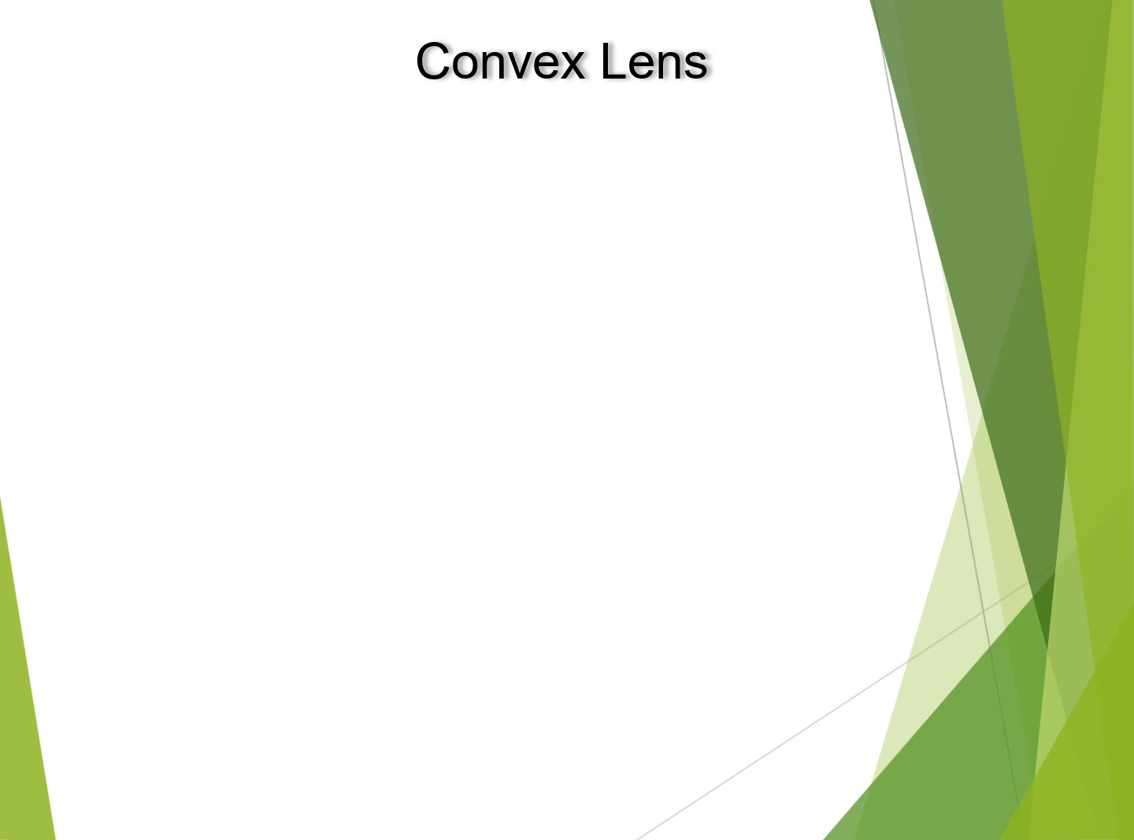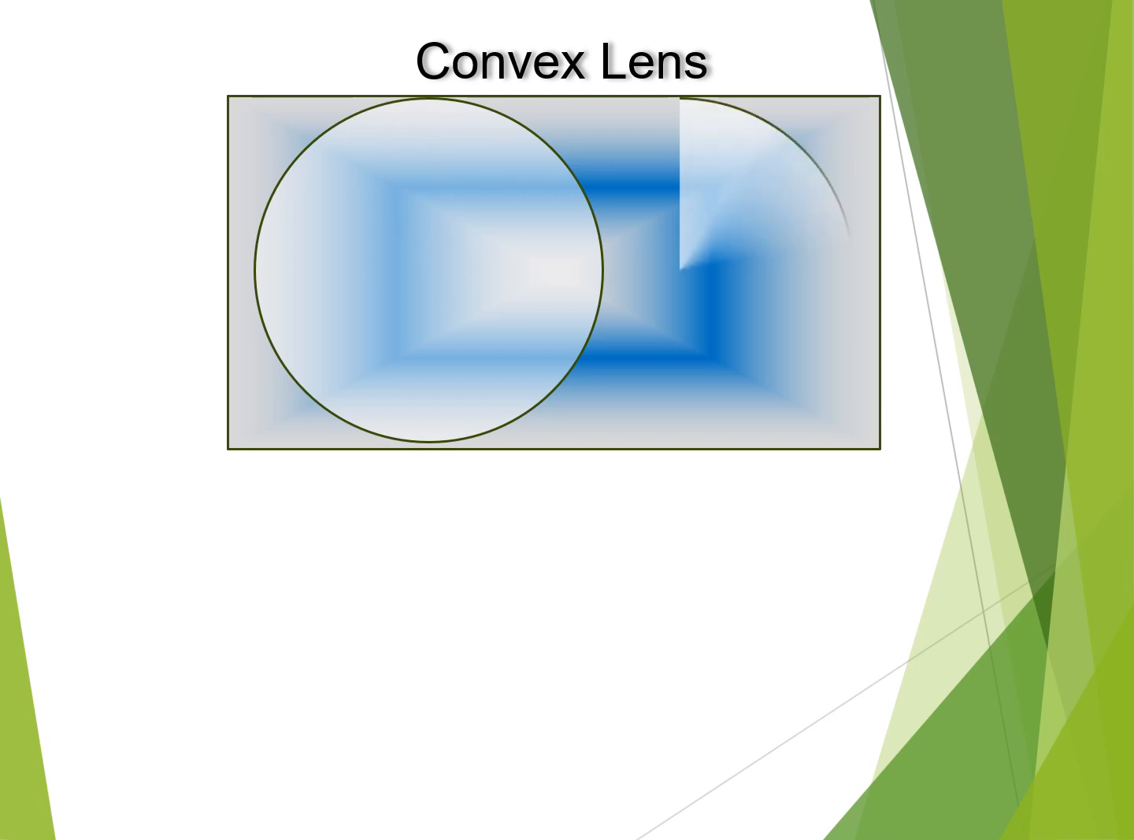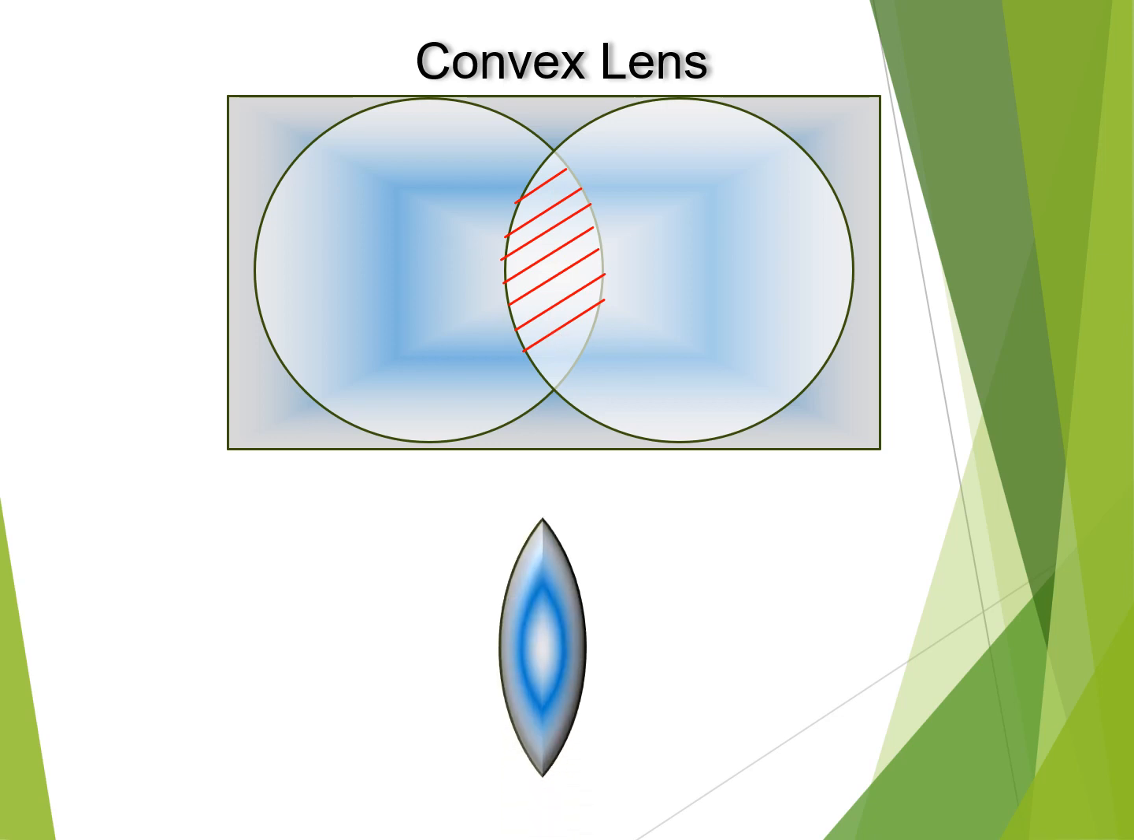Similarly, for the convex lens, again we take a glass slab. Again we cut two spheres here. The only difference is that in the concave lens there was a gap between the two, whereas in the convex lens these are intersecting, and this intersection is making a convex lens. This is the convex lens. Again, the centers of the spheres which have been cut from the glass slab are the centers of curvature for the convex lens.